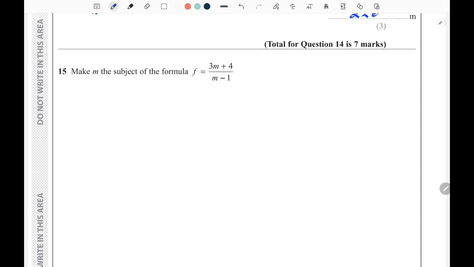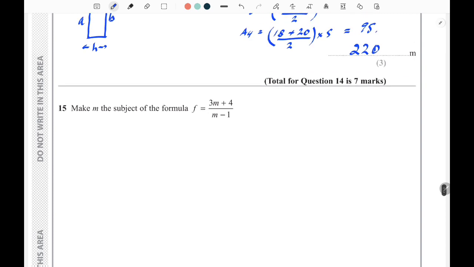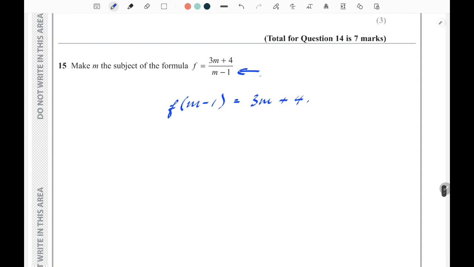Number 15, make m the subject of the formula. All right, so the first thing we do is, in order to rearrange this, get rid of the denominator. So we multiply across and expand it like that. Then we want to collect all the m's to one side. So expand the brackets, minus f equals 3m plus 4. Bring the m's to one side and take the minus f to the opposite side.